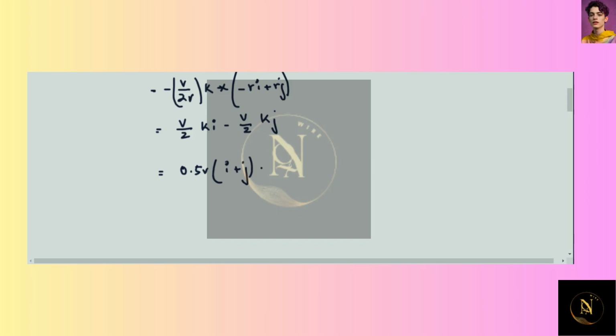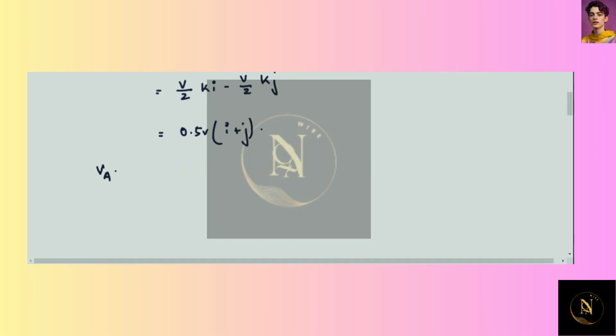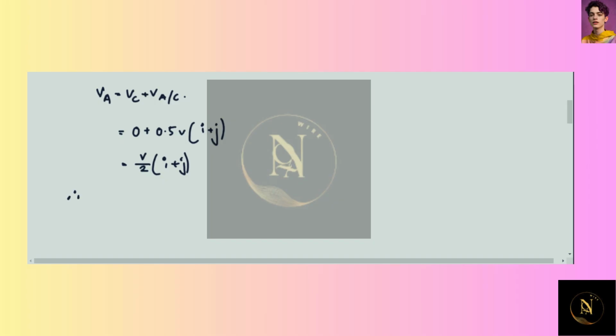So the velocity at point A is Vc plus Vac. Now Vc is 0 and Vac is 0.5 v i plus j, that is v upon 2 i plus j. Therefore, the velocity of point A is v upon 2 i plus j.